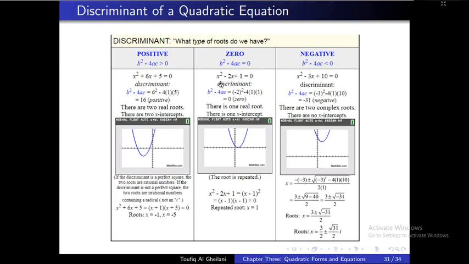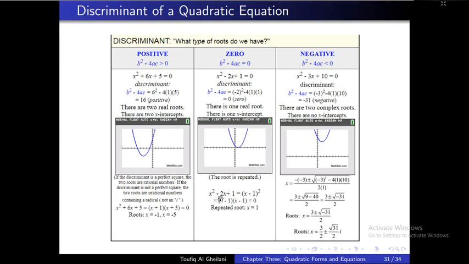Here's another example, when the discriminant is exactly equal to 0: x squared minus 2x plus 1 equals 0. So the discriminant equals b squared minus 4ac. Now what's the value of b? It is the coefficient of x, so minus 2 squared minus 4 times a, the value of a is 1, times c, the value of c is 1. So it will be 4 minus 4, which is 0. So there is one real root in this case.